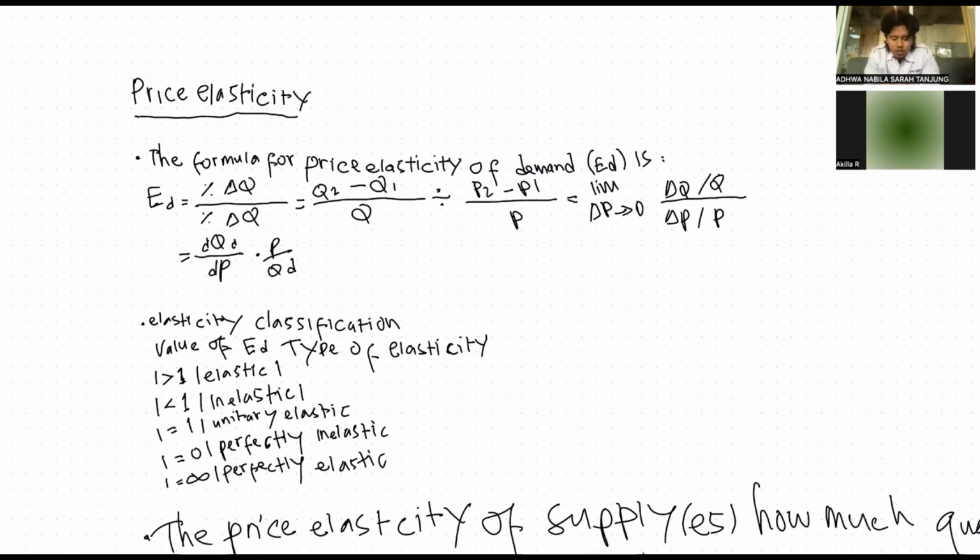Today, we're going to learn about elasticity in economics, specifically price elasticity of demand and price elasticity of supply. This concept help us understand how sensitive the quantity demand or supply of the product is to change in its price.